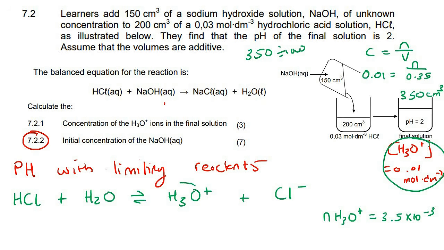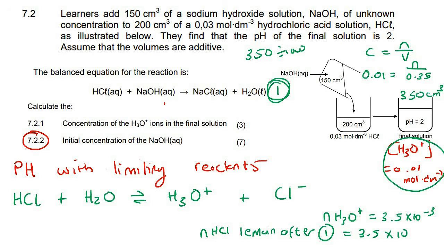And you can see that the mole ratio here is 1 to 1. So we can then say, therefore, the moles of HCl remaining after this reaction will be equal to 3.5 times 10 to the negative 3. Okay? So now think about this carefully. Now we know how many moles of HCl was left over after these two reacted.